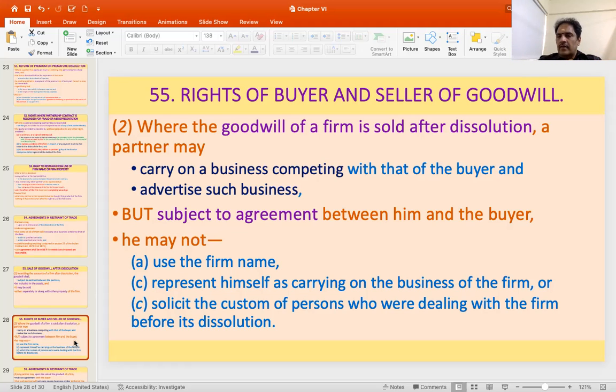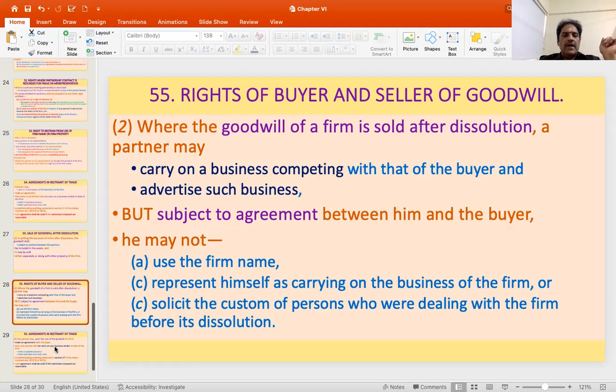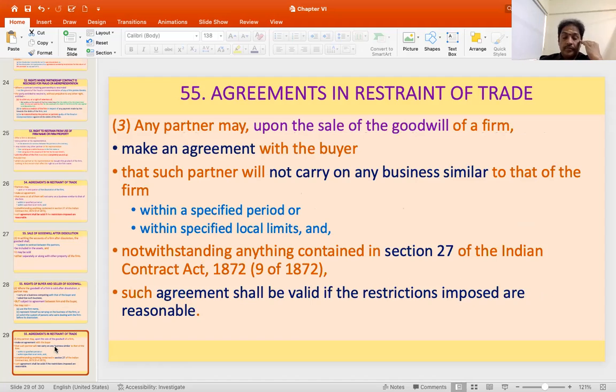But if there is no such arrangement, and the goodwill is sold to a person, the other partner can do whatever business, the same business he wants to do, and advertise it also. However, he cannot do three things. One, use the firm's name or represent himself to be carrying on the business of the firm. Then the third thing is, whatever customers are there of the firm, you are not supposed to go and deal with them and solicit their customers. So these are the rights of a buyer and seller of goodwill.